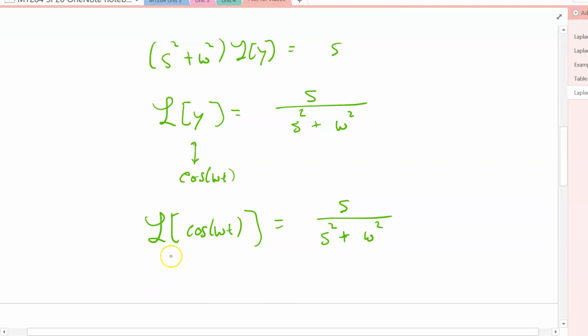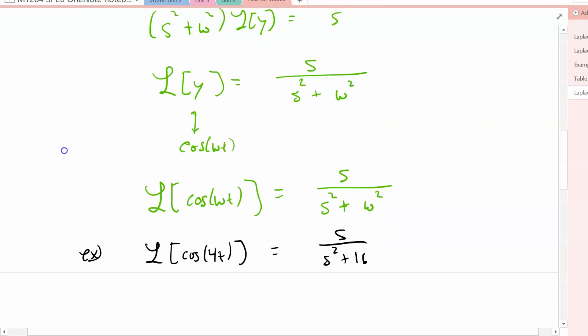For instance, if we had the Laplace transform of cosine of, let's say, 4t, what is that going to be? It's s over s squared plus 4 squared, which would give me 16. Okay, all right, and then we're going to do sine next.